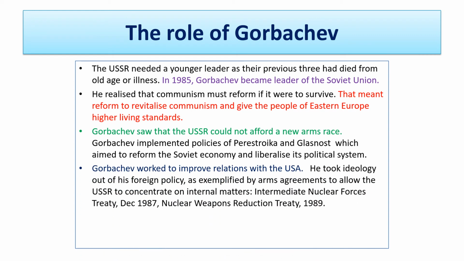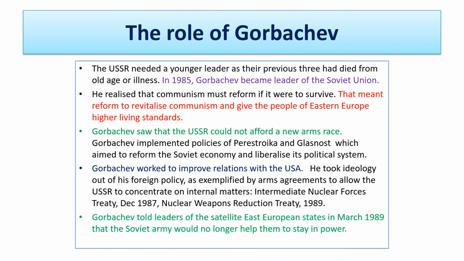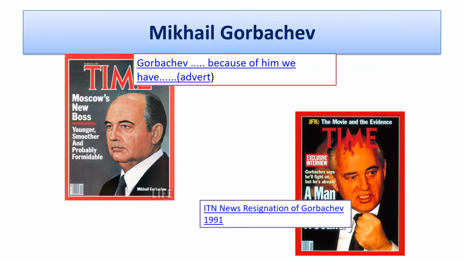Now he worked also to improve relations with the USA, so he took ideology out of foreign policy. Ultimately he was willing to work together with the USA to get deals done. Gorbachev also told leaders of the satellite East European states in March 1989 that the Soviet army would no longer help them stay in power. So he was effectively allowing eastern states to leave the Soviet Union.